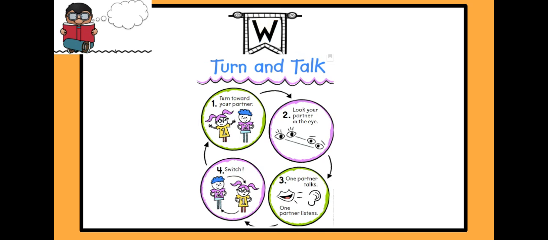Now we're ready for the W, what you wonder. Point to your thinking brain. What do you wonder about leaves falling down? When you're ready, turn towards someone at home or your stuffed animal. Look them in the eye and tell them what you wonder. What do you want to know about leaves falling down? Great job! Let's move on.